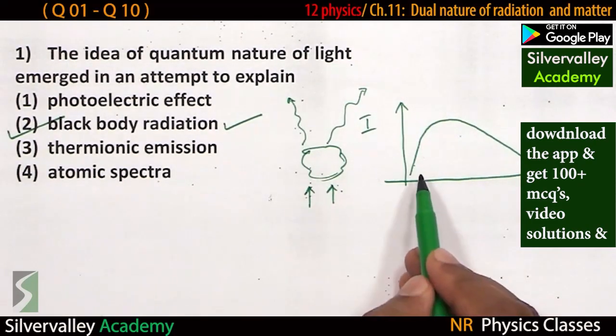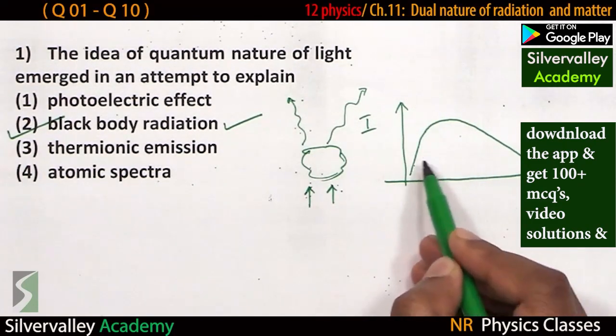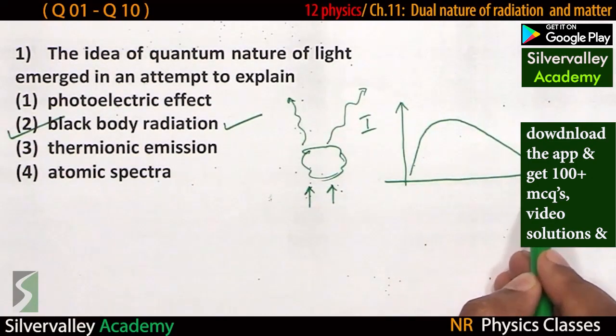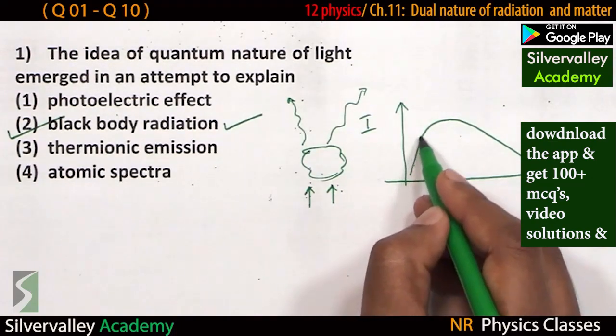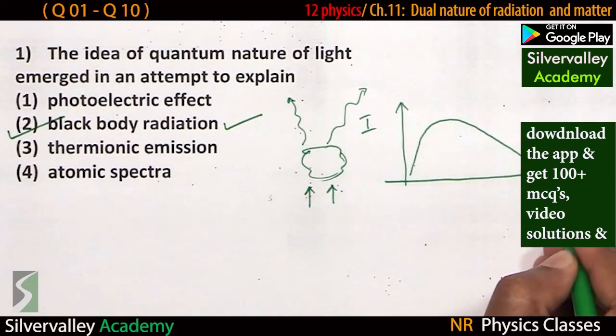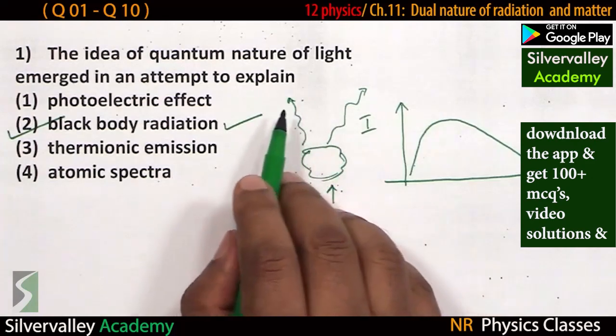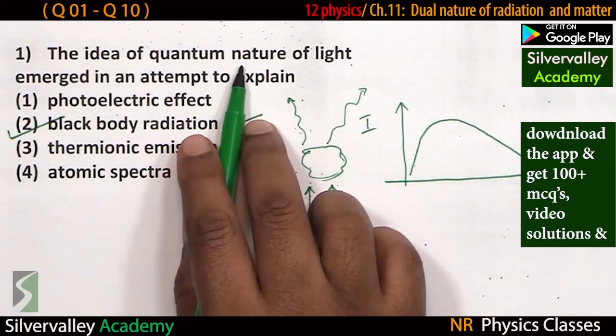If you observe, all wavelengths are present. Continuous spectrum means all wavelengths are present with different intensities. So to explain this continuous spectrum, quantum theory was used.